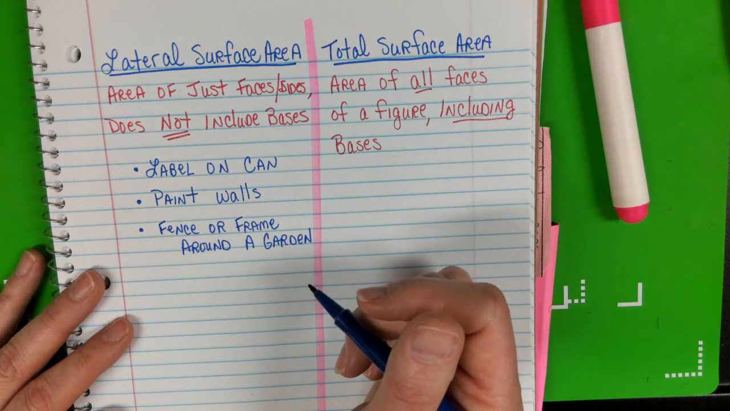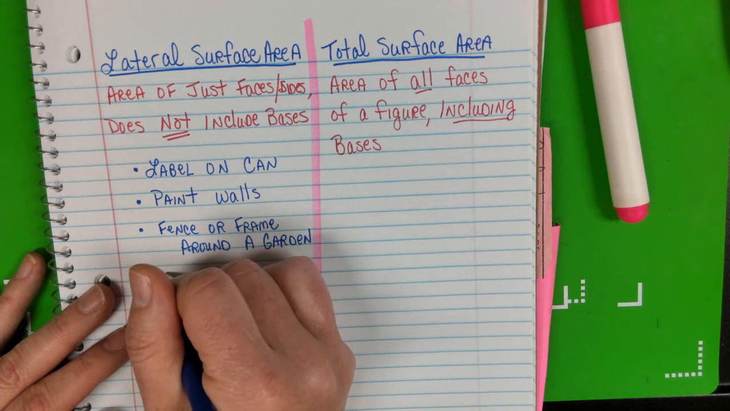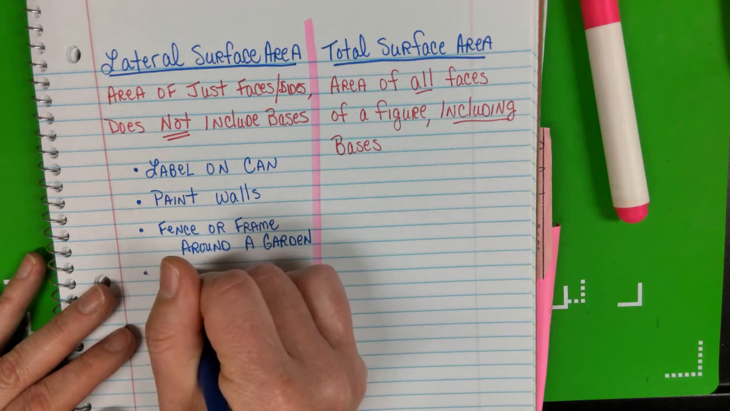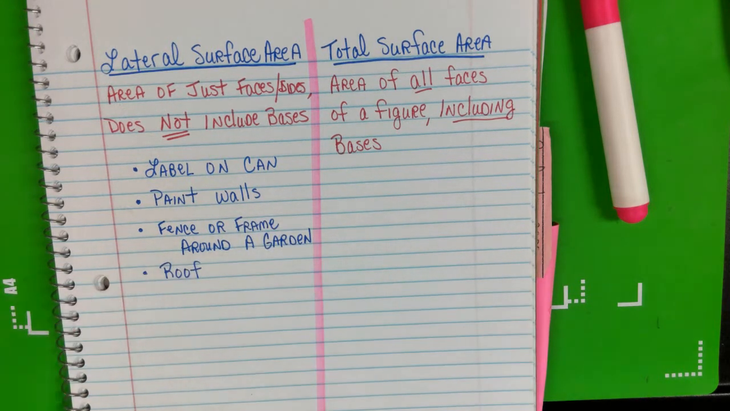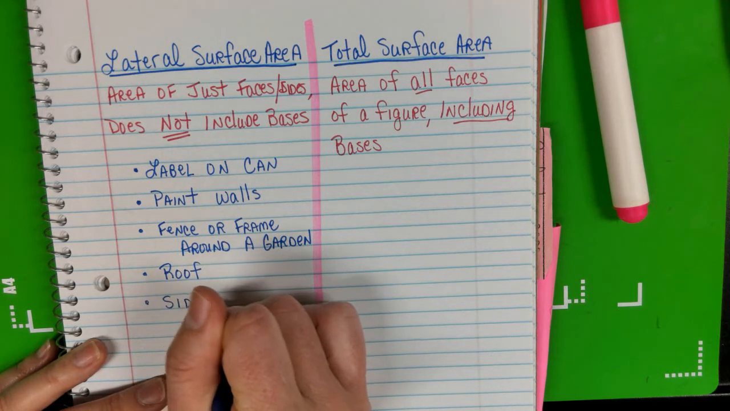I'm trying to think of another example. Maybe we talk about the roof. If we're putting a roof on a house, a roof is kind of like a triangular prism. And most of the time you don't put a roof on the front or back of your prism. You don't do the triangles. So those would be just a few examples of lateral surface area, if we're just talking about the sides of something.